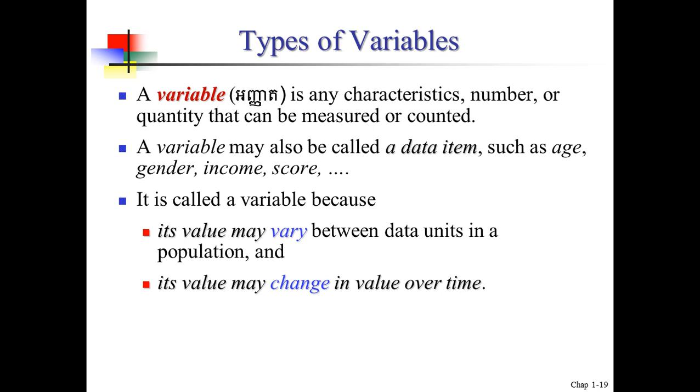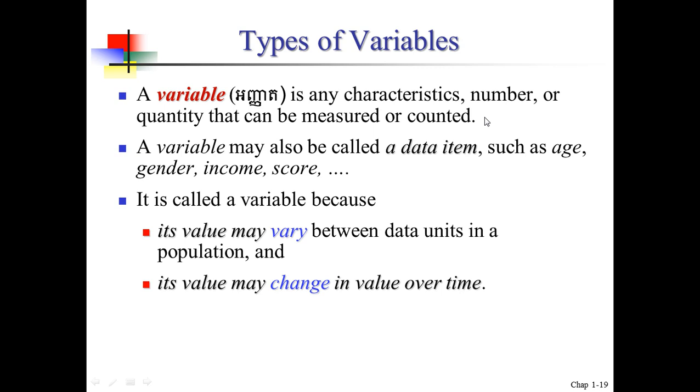I said something a little bit earlier in terms of variable. Variables mean something always changes, and we need to understand those changes. So variable comes from the word vary, and vary has a similar meaning to change. That's why a variable is changeable. Variable is any characteristic, number or quantity that can be measured or counted.